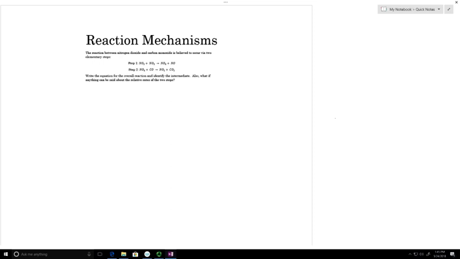The reaction between nitrogen dioxide and carbon monoxide is believed to occur via two elementary steps, and the steps are given. Write the equation for the overall reaction and identify the intermediate. Also, what, if anything, can be said about the relative rates of the two steps? The first thing that should pop up in your mind is that they gave us the two reactants: NO2 and CO, and they're going to lead to something.